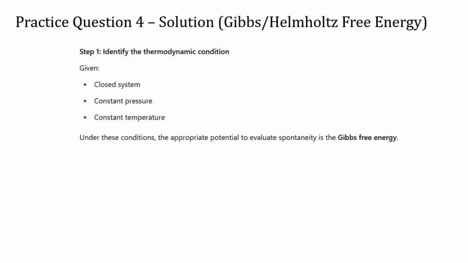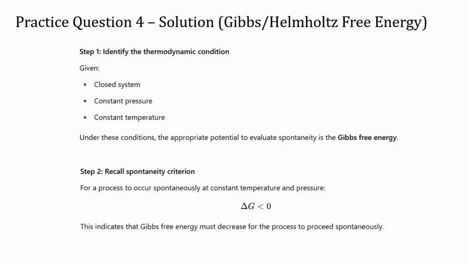We start by identifying the appropriate thermodynamic potential. Under these conditions, constant temperature and constant pressure, the Gibbs free energy is the correct function to use when evaluating spontaneity. In thermodynamics, for a process to occur spontaneously under these conditions, the change in Gibbs free energy must be negative. That means the system naturally evolves toward a state of lower Gibbs free energy.